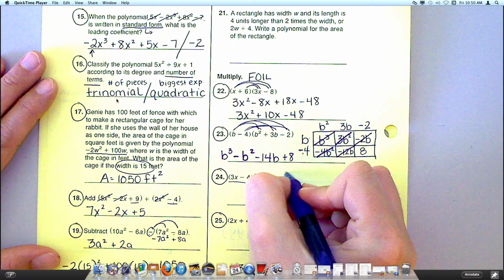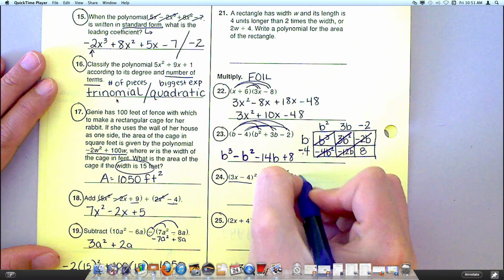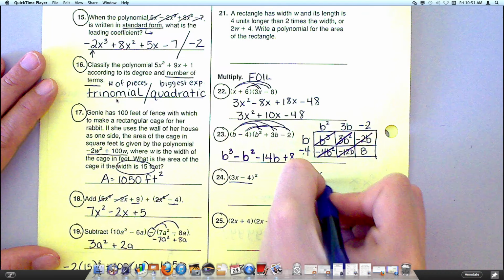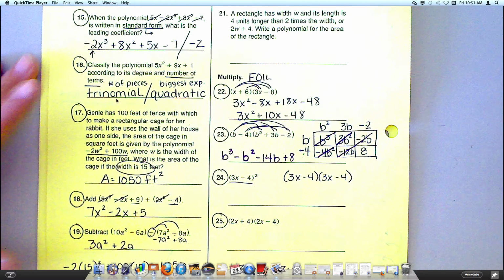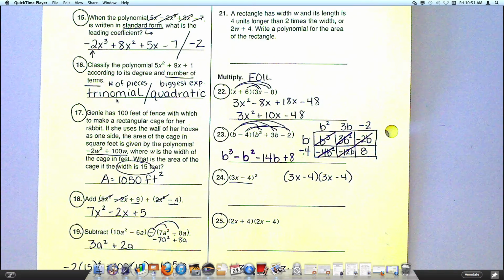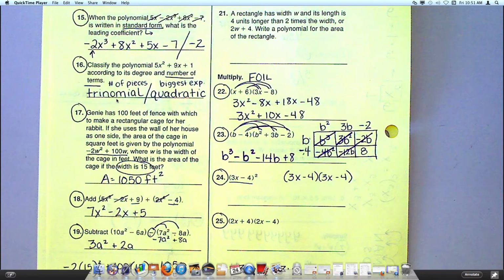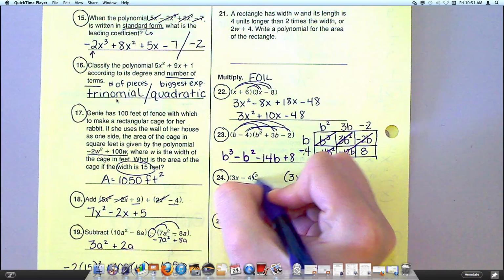So really what I have is 3x minus 4 times 3x minus 4. Why don't you take a second and see if you can multiply that out? And I don't care if you use the box or use FOIL, but give that a shot right now. So that squared means to write 2 of them.